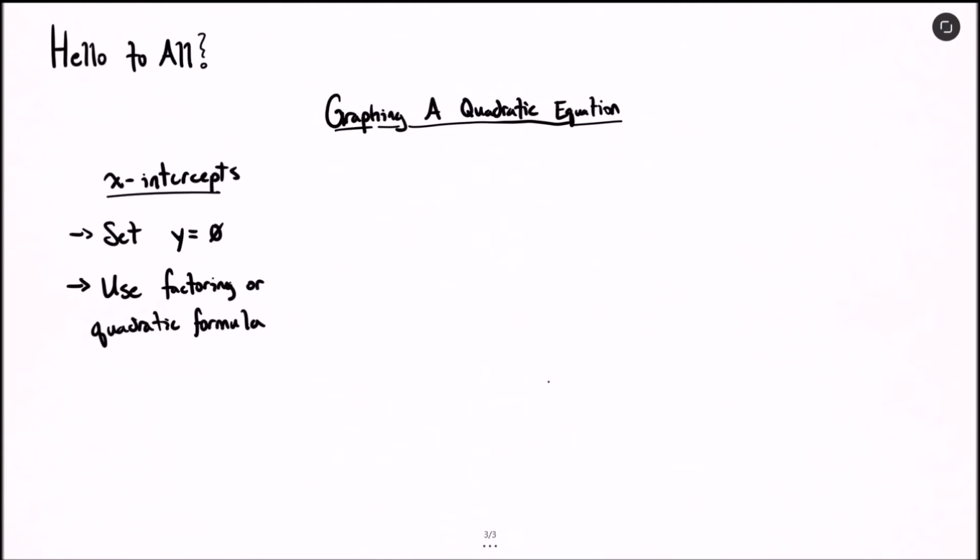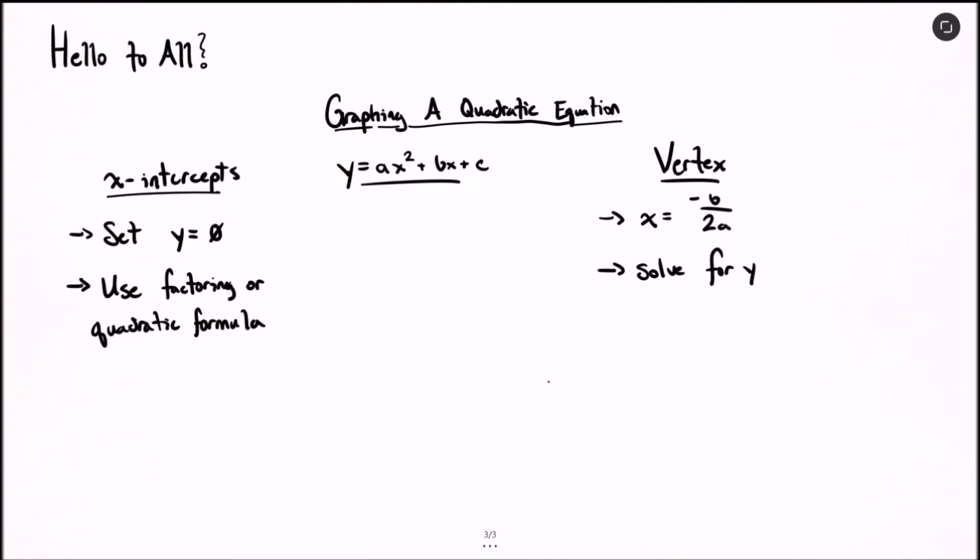The last of the three points we need to graph a quadratic equation is called the vertex. This is the point where the quadratic is mirrored across. To find the vertex, we must first get the equation into the form where a, b, and c are integers. Then find negative b divided by 2a. This is the x value of the vertex. Take this value, put it in for x, and solve. Then you'll get the y value for the vertex.